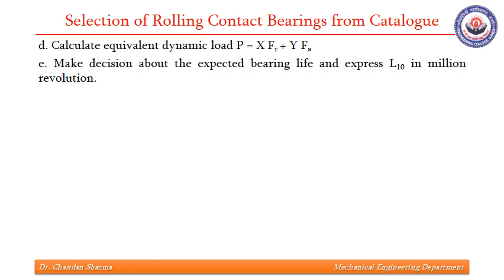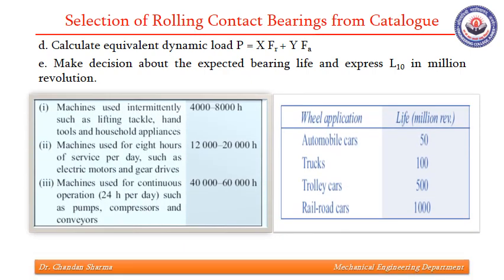Now we will take the decision about the L10 life, which is the life for 90% reliability. Either it is given in hours or it is given in million revolutions. If we are taking this as our life, we need to convert that into million revolutions. If we are assuming life from this table, we need not convert it into million revolutions.